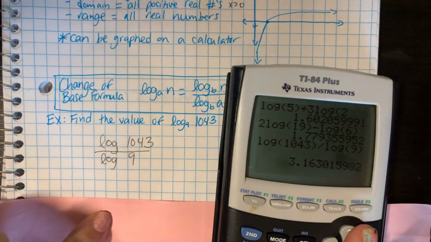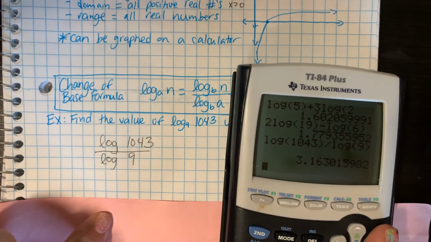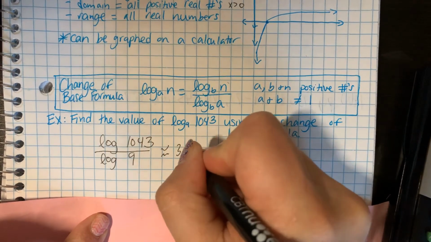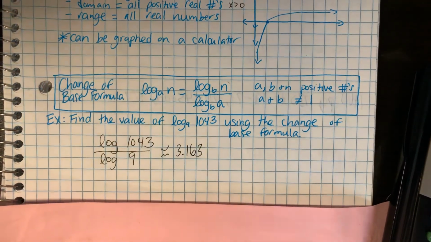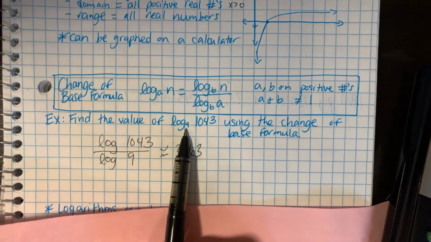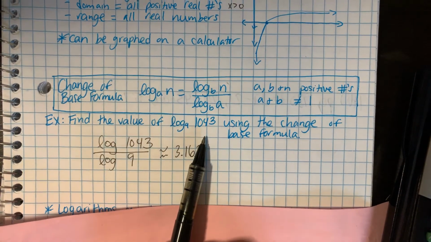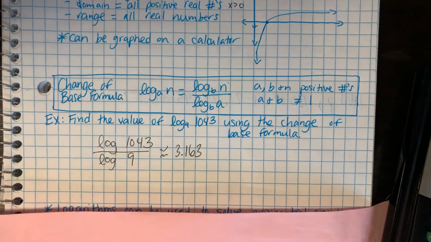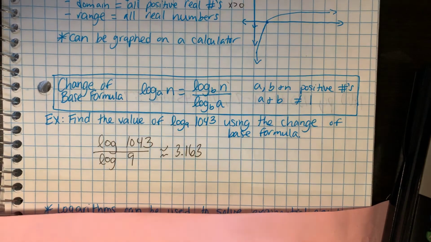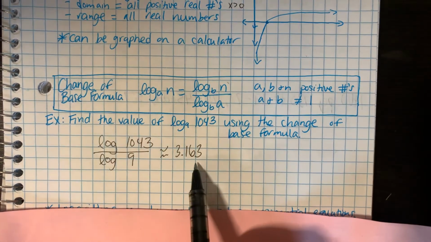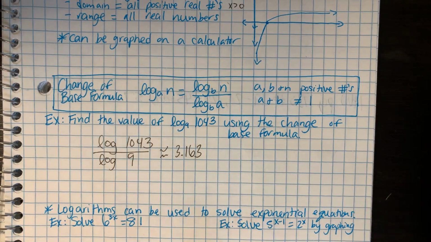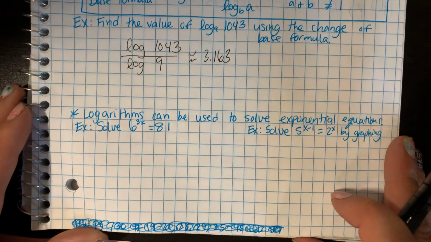Okay, so this is approximately 3.163 is the answer to whatever log base 9 of 1043 is. Okay, that's how simple change of base is. It'll do a bunch of problems so you can practice through them. Okay. All right.